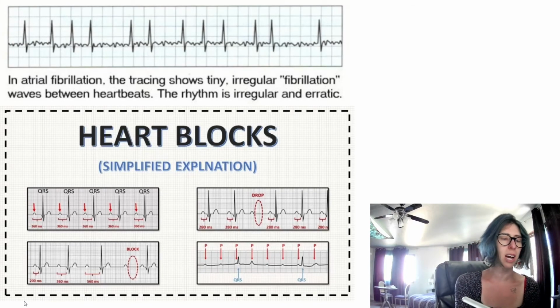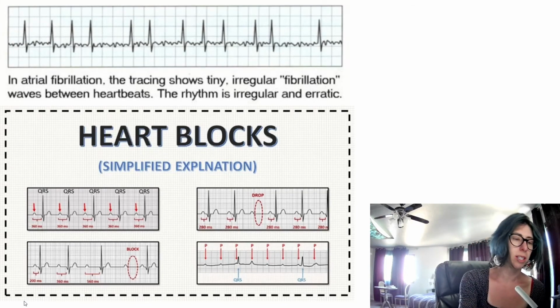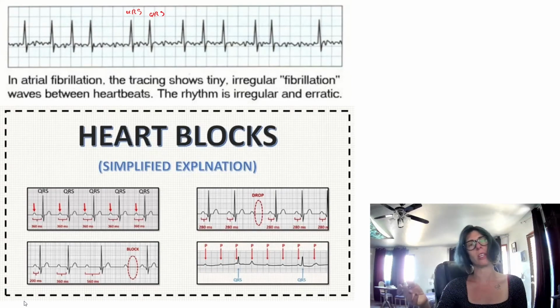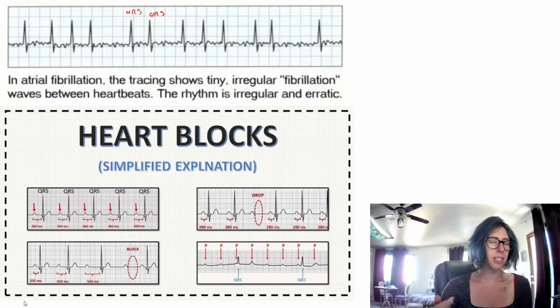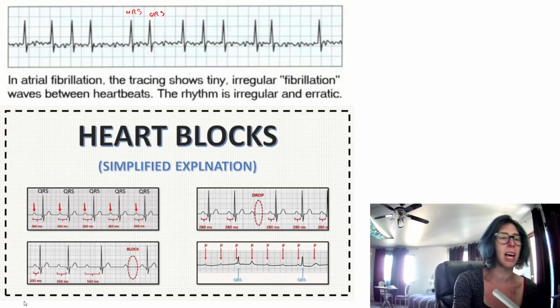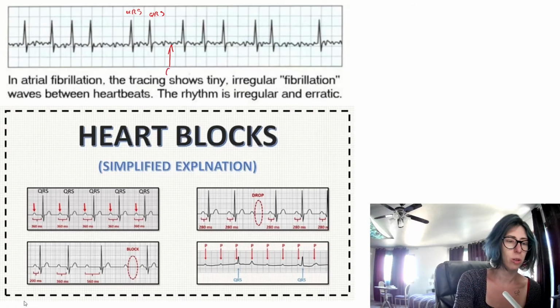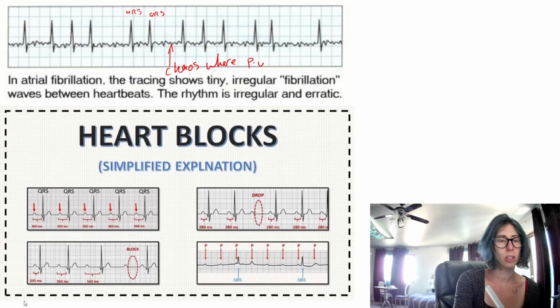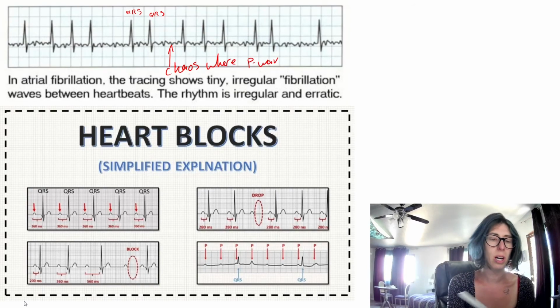So you can recognize this because you can see the QRS complex, which represents the ventricles depolarizing. And sometimes you might even see a T wave, but you don't see any P waves. So you don't see the atrial component here, because you see chaos where the P wave should be, where atrial depolarization should be.